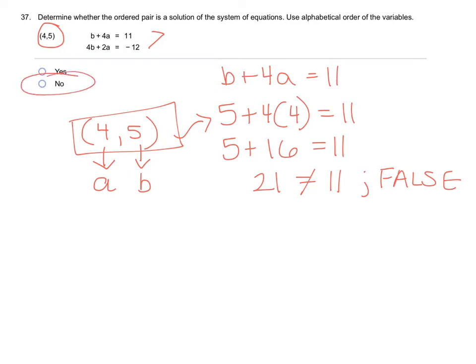as our answer. But if you wanted to, you could also plug the 4 and the 5 into the second equation. We'd also get a false statement, and so that would further clarify that that ordered pair is not a solution to the system.